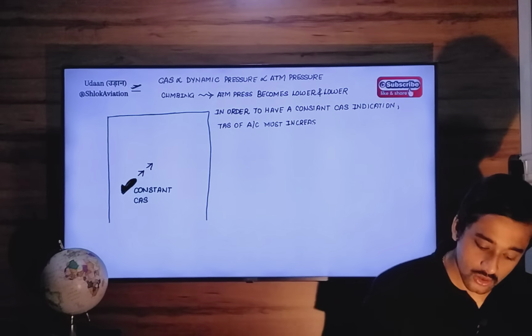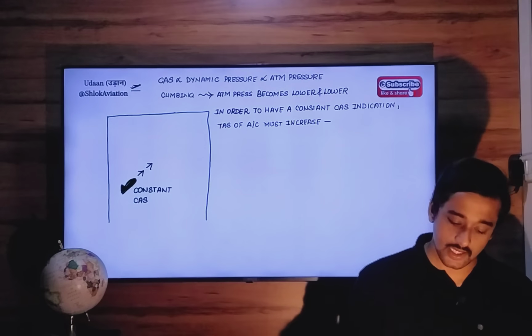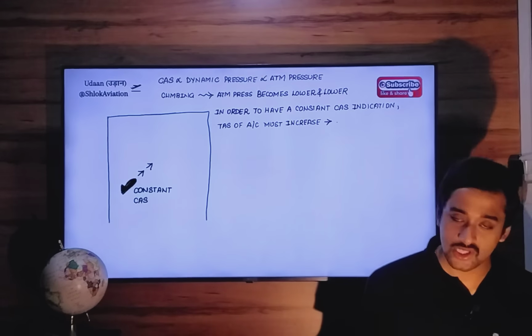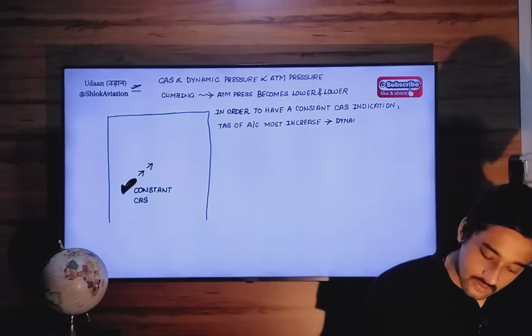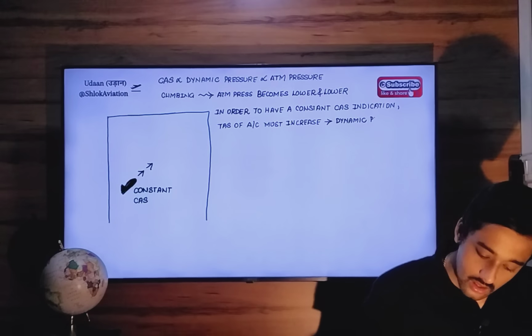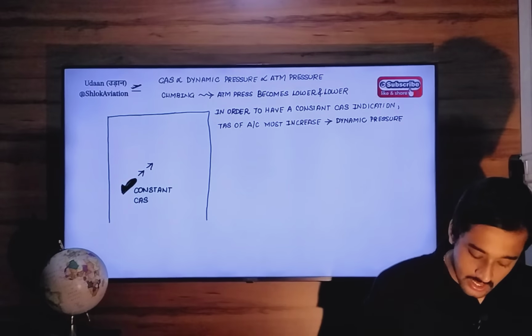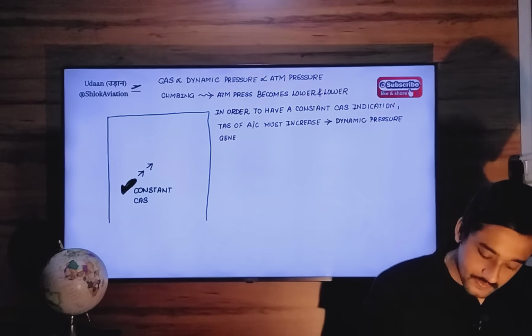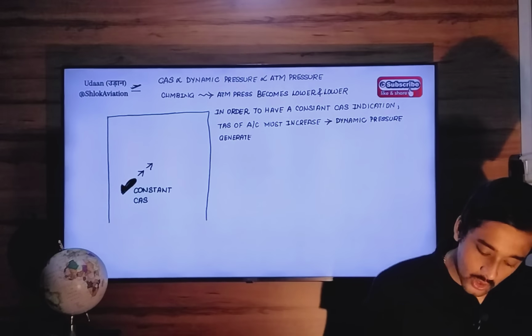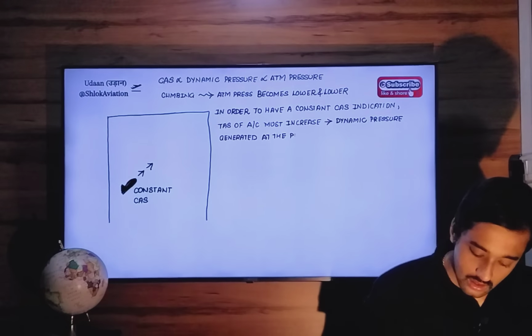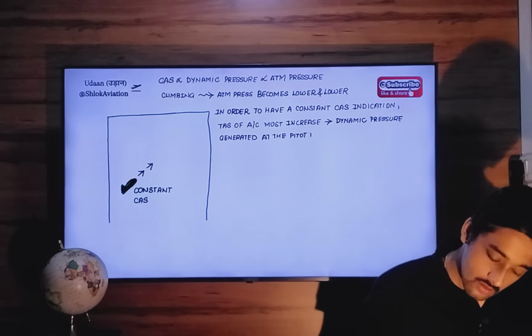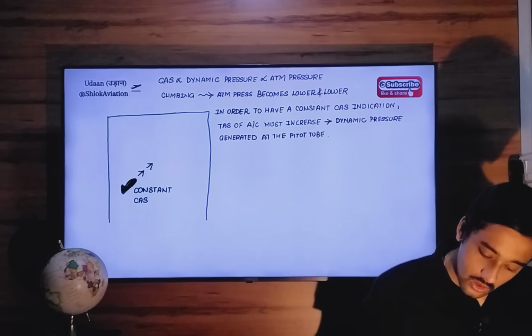When the aircraft's true airspeed increases, what happens? The dynamic pressure, which is nothing but impact pressure, generated at the pitot tube also increases.